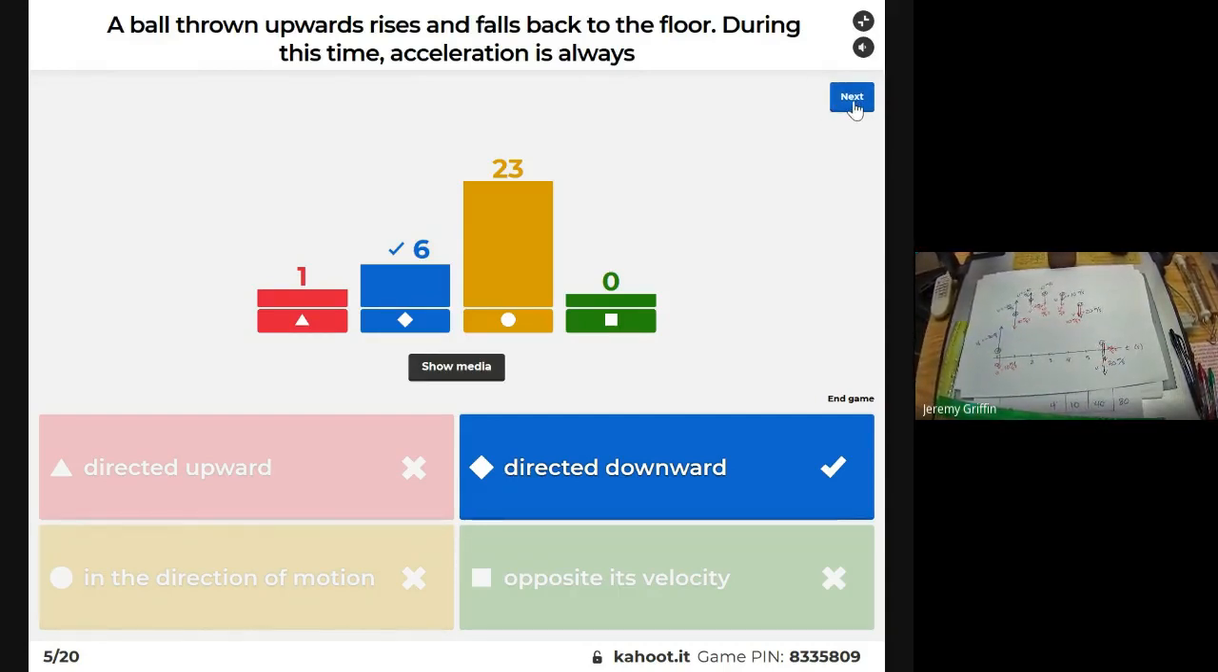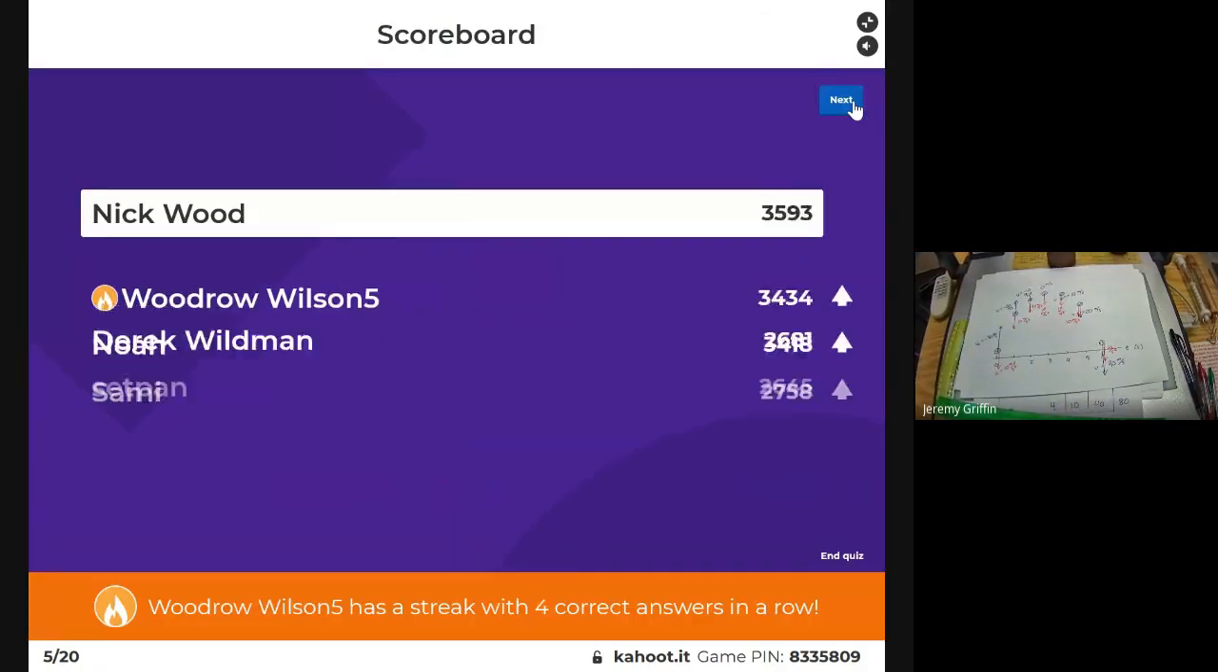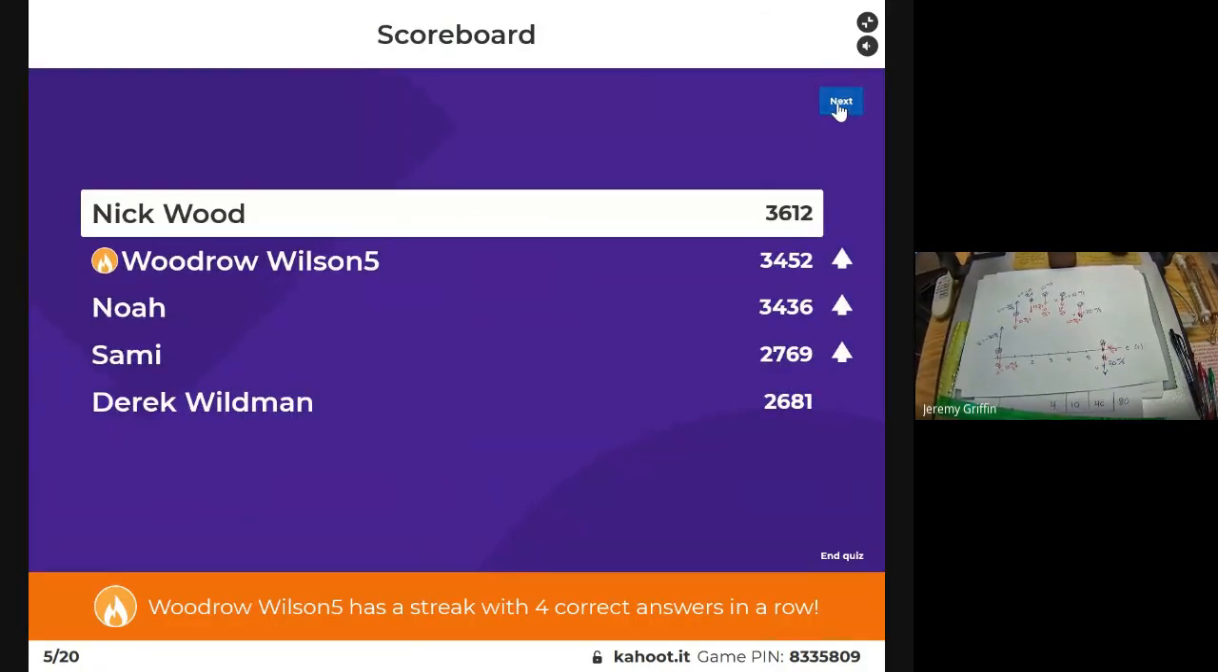Let's see how we're doing on points. We got, Nick's still in the lead. Woodrow Wilson on fire.